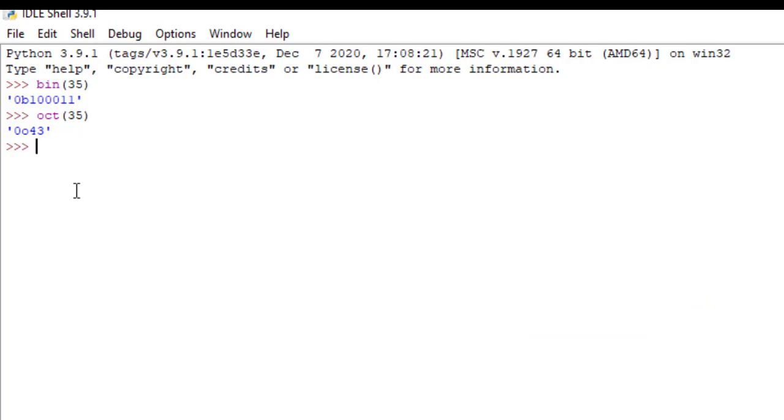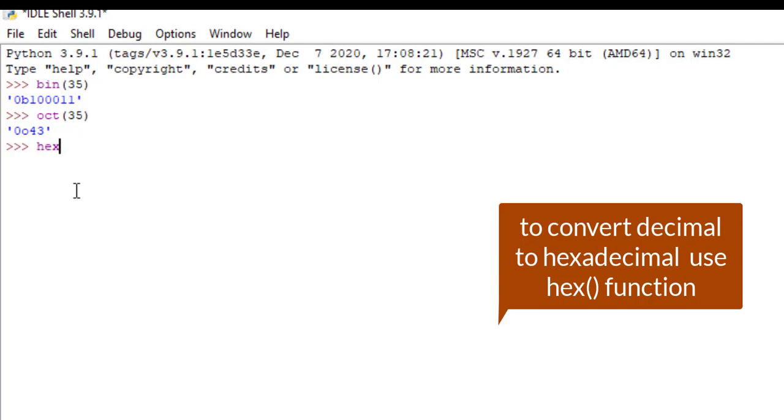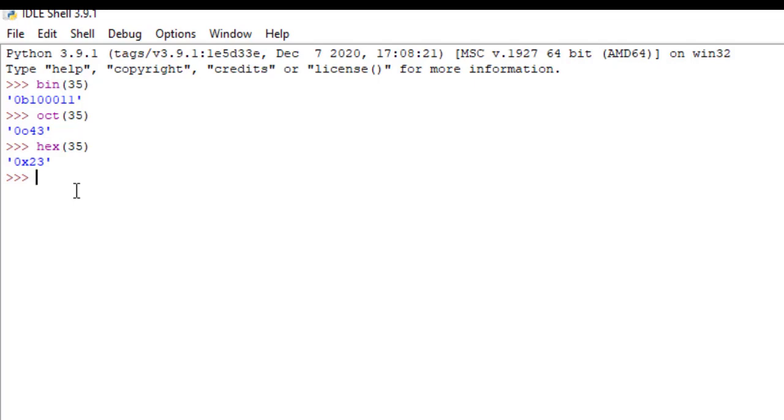Now let's convert it to hexadecimal. So I'll make use of the inbuilt function hex here. So hex of 35. So the equivalent hexadecimal number is 23. So this is how we convert decimal to binary, octal and hexadecimal. Note here that for hexadecimal the prefix is x. And now let's see how we can convert from binary to other forms.